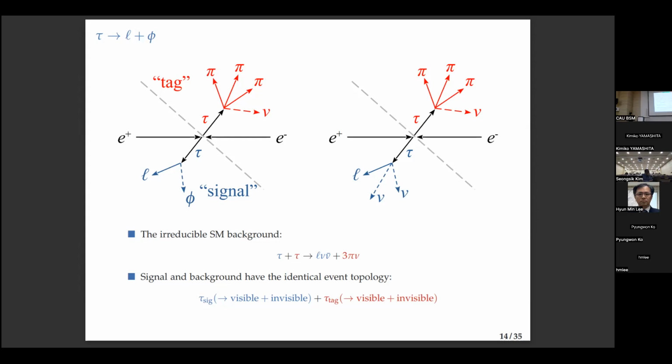For these two, signal and background, we have an identical event topology. That is, one of the taus, here I denote this tau C, decays into a visible charged lepton and an invisible phi. And the tag side of the tau decays into three pions and an invisible particle.